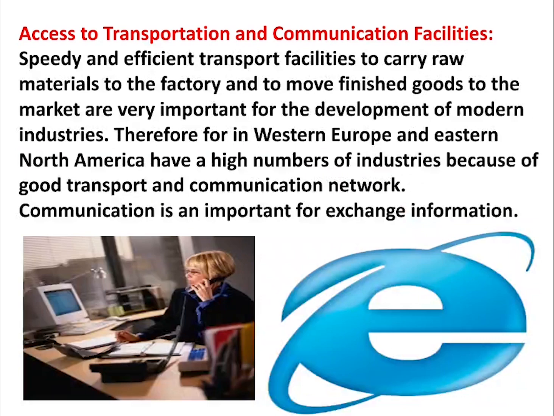Then the fourth one is access to transport and communication facilities. Speedy and efficient transport facilities to carry raw materials to the factory, and to move finished or manufactured goods from the industry to the market, are very important for the development of modern industries. So transport and communication are very important for the development of modern manufacturing industries. That is one main factor that affects the location of industries.